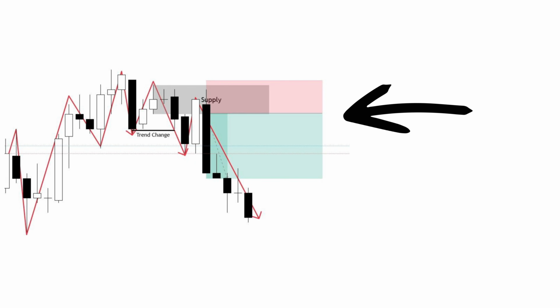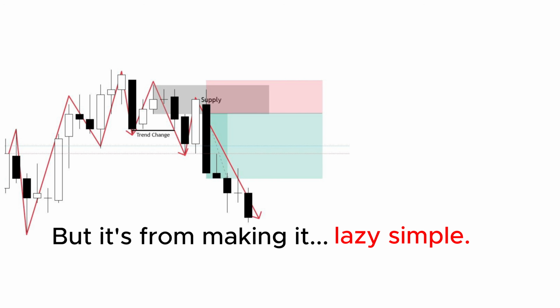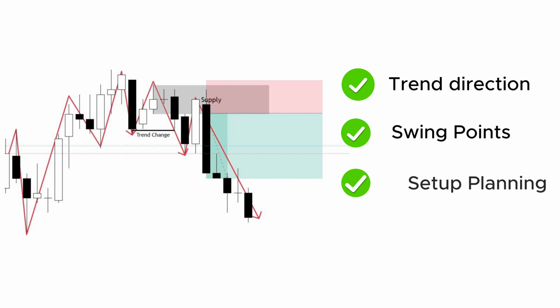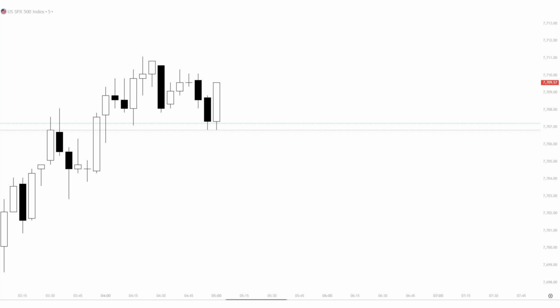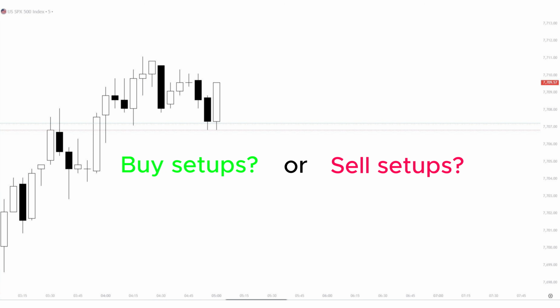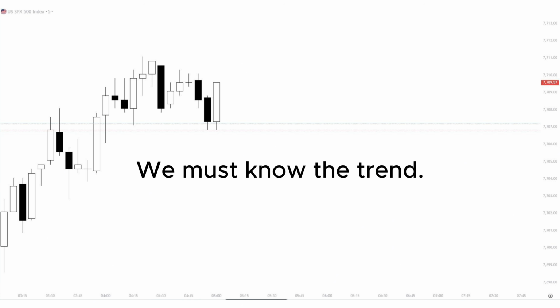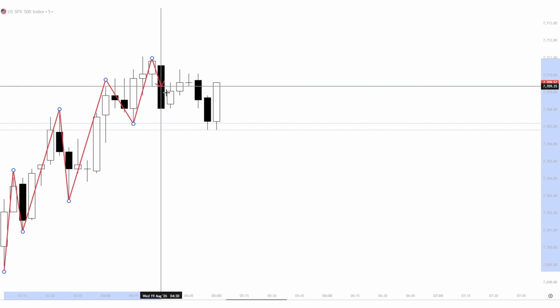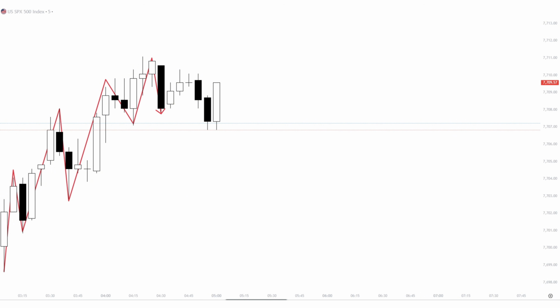This setup is not found by making trading hard, but from making it lazy simple. We only need to know the trend direction, the swing points, and the planning of the setup. Now we need to know if we should be looking for buy setups or sell setups. In order to know that, we must know the trend. And to know the trend, we need to quickly analyze the direction of the price action. This will make the swing points more simple to notice.